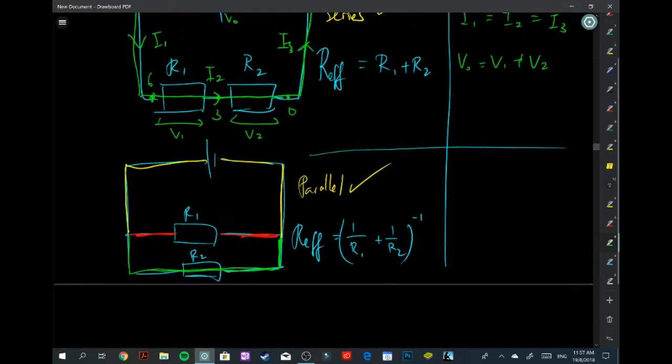Now let's go to here, and this is slightly more interesting. Let's call this I1 and let's call this I4. Where's I2 and I3?